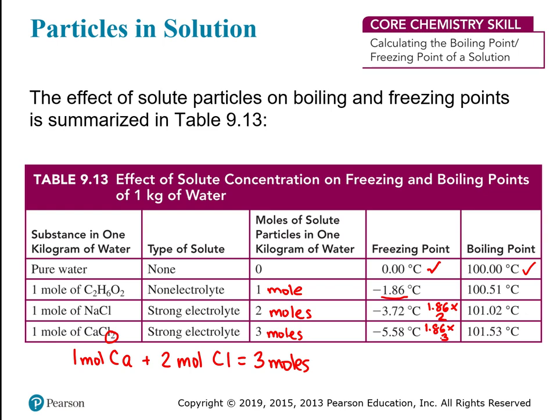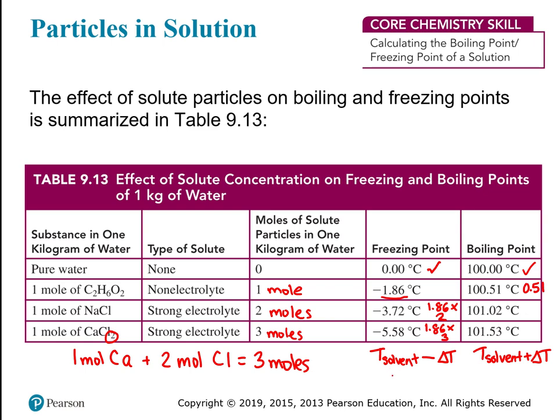Now remember, for the freezing point, we're going to take the temperature of the solvent, which is water in this case, and subtract our change in temperature. The boiling point, however, we're going to take the temperature of the solvent and add our delta T. And here you can see that it's different. 1 mole of particles gives you a change of 0.51.